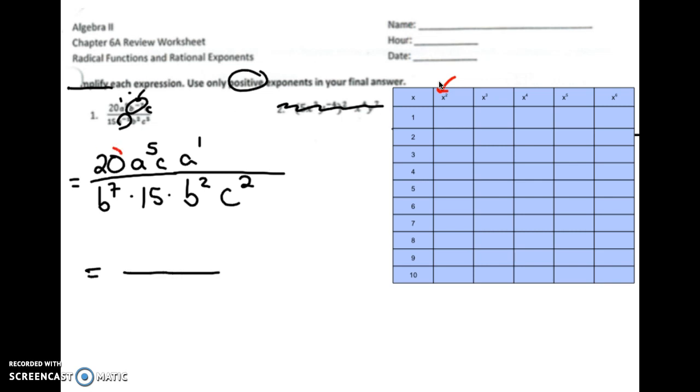I'm going to look first at the coefficients. 15 over 20 can simplify because I can divide both of them by 5s. When I divide them by 5s, I get 4/3. And then I'm going to go in alphabetical order. We have an a here, a to the 5th, and a to the 1st. Remember, when you're multiplying the a's, we add the exponents. So we get a to the 6th, and it's up top. B is next, and they're all on the bottom. B to the 7th times b squared is b to the 7 plus 2, which would be 9. And then that's our only c squared. So it would stay in the bottom.